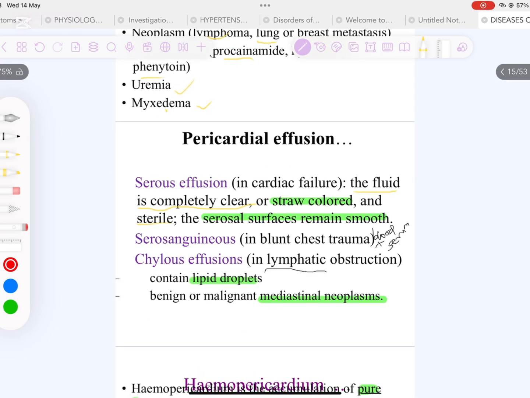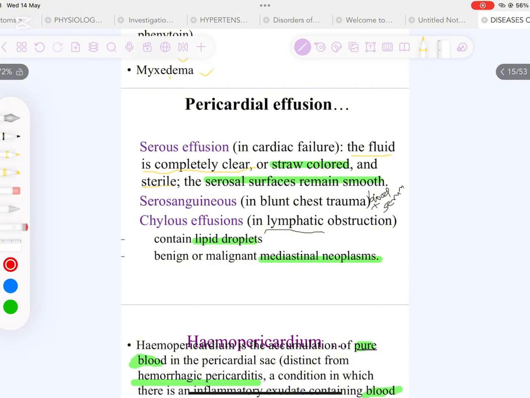Okay? Myxedema is when there is accumulation of fluid under the tissue, the subcutaneous tissue in the skin. Yeah, please just check that out, but that is what it is. It gives the skin a waxy feel.